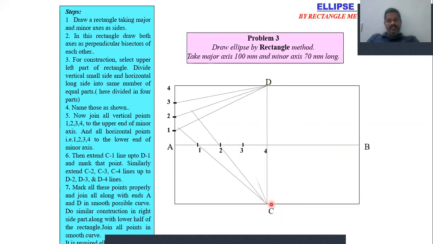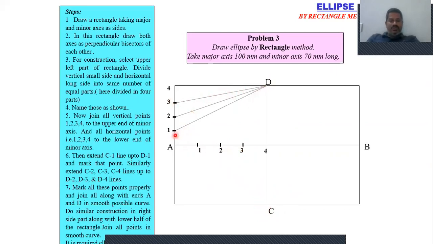And these lines are going to intersect. So after joining these points, extend them to intersect, C1, C2, C3, and D1, D2, D3 we got. Then extend this C1 up to D1. Then extend C2 up to D2. So we will get one intersection point. Extend C3 up to D3 like this.